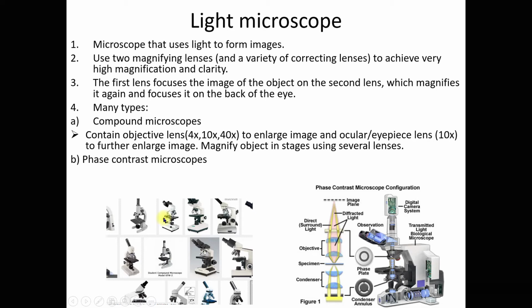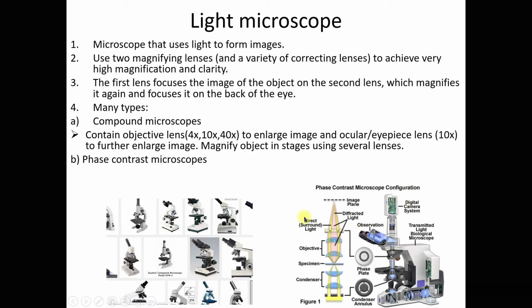So when you place your specimen on the stage, we first adjust the coarse focus knob to get a glimpse or a faint image of the specimen. Then to sharpen the image of the specimen, we use the fine focus knob.